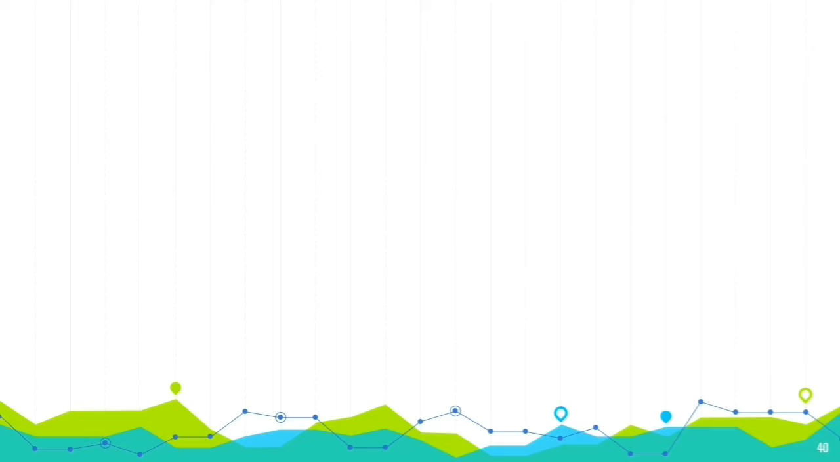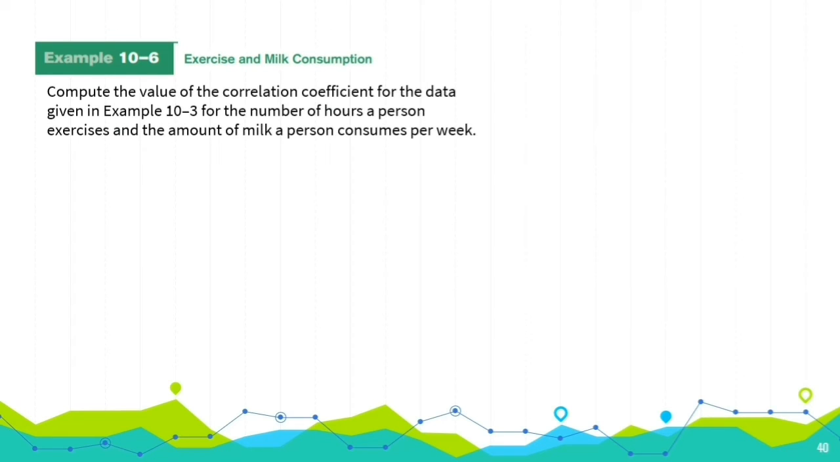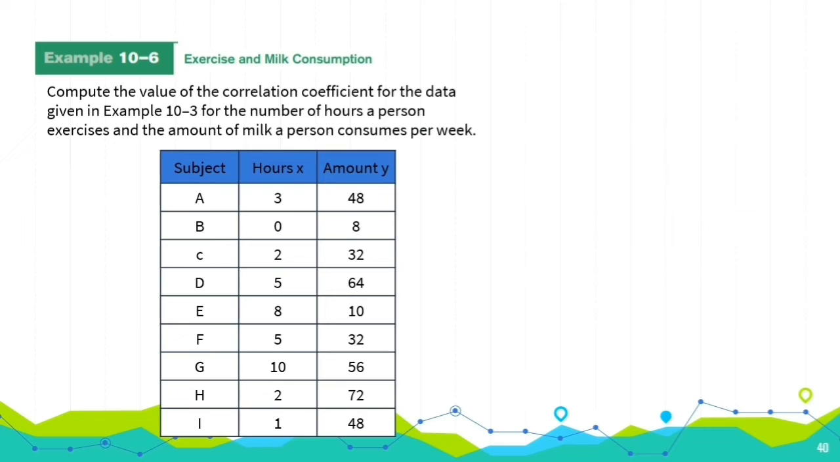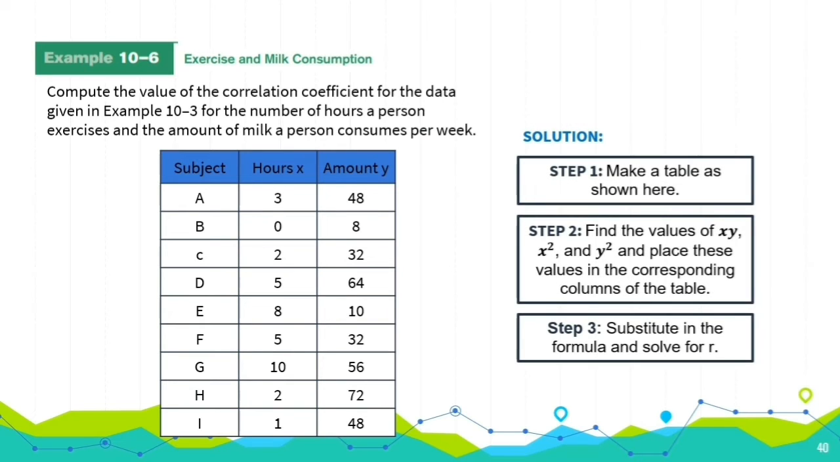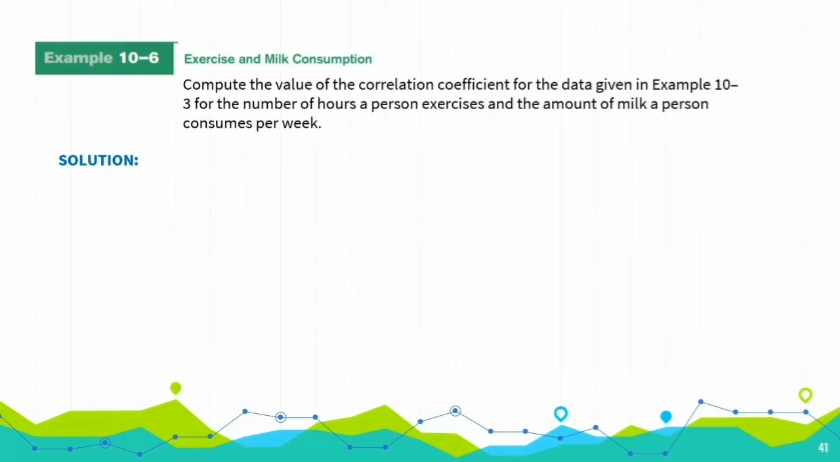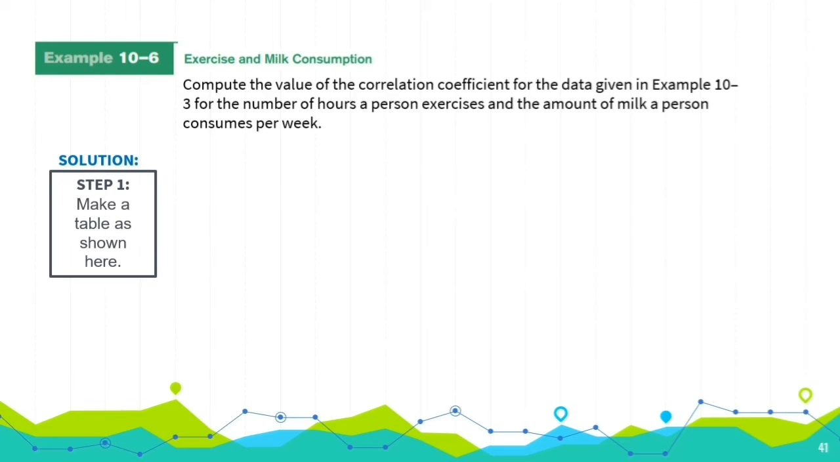Now, let's go to example 10-6. Exercise and milk consumption. Compute the value of the correlation coefficient for the data given in example 10-3 for the number of hours a person exercises and the amount of milk a person consumes per week. So, we have the data table here. For our solution, we use the 3 steps. Let's start with step 1, make a table.